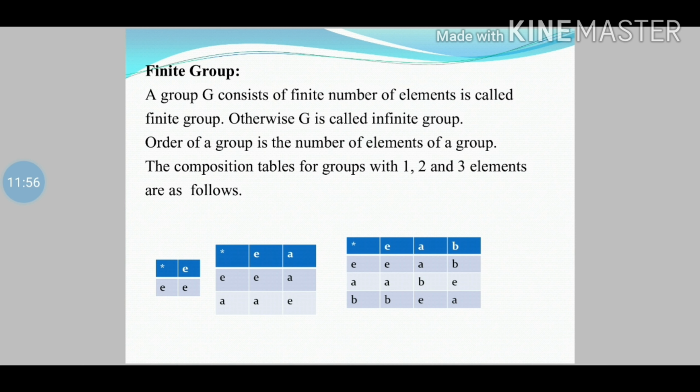And in the third table, there are three elements e, a, b. The inverse of e is equal to e itself, the inverse of a is equal to b, and the inverse of b is equal to a. If possible, we assume that the inverse of a is a itself, or the inverse of b is b itself, then what happens? a or b becomes the identity, which is not possible.